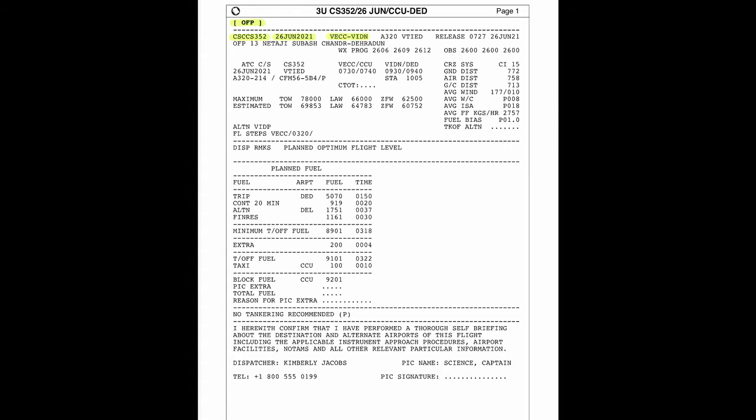This is the ICAO code. So Victor Echo Charlie Charlie to Victor India Delta November. This is Kolkata to Delhi. The type of aircraft we are using is the Airbus A320.